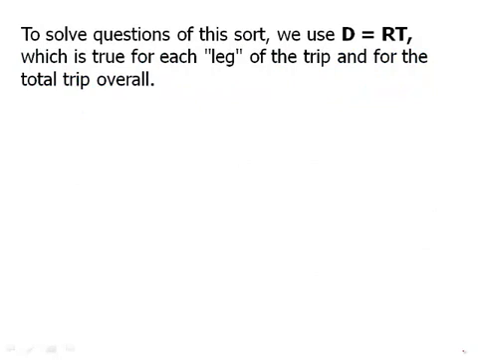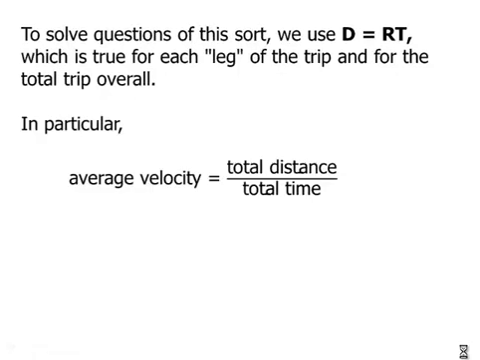To solve a question of this sort, we use d equals RT, which is true for each leg of the trip and true for the trip overall. So there's a d equals RT for the first leg, there's another d equals RT for the second leg, there's also a d equals RT for the trip as a whole. In particular, average velocity equals total distance over total time. So the r of the total trip, that is the average velocity, and that is the total distance divided by the total time. That is the formula for average velocity.